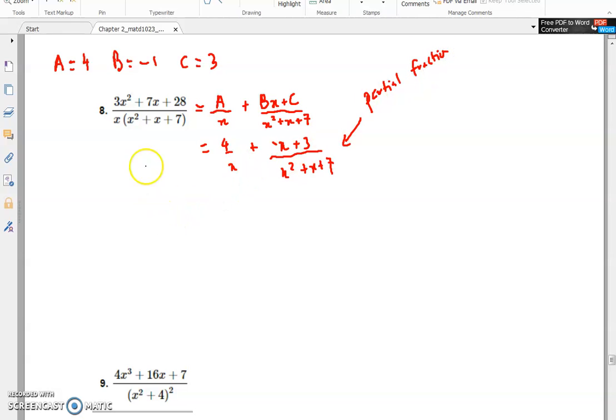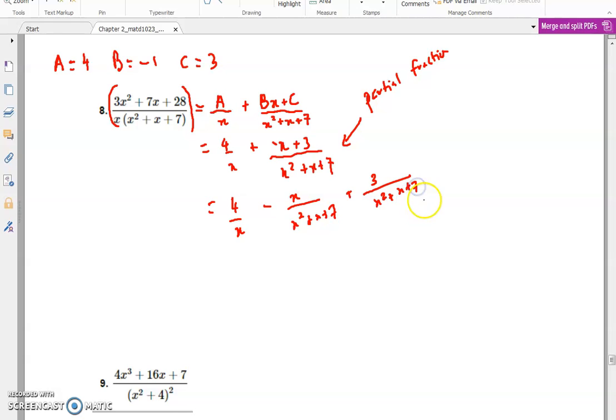Okay, so you can see that the same value here can be put into a small fraction, which is, you can put it into two fractions, which will give you the same value. So you can replace it into 4 over x minus x over x squared plus x plus 7 plus 3 over x squared plus x plus 7.